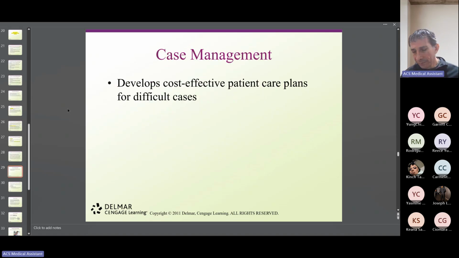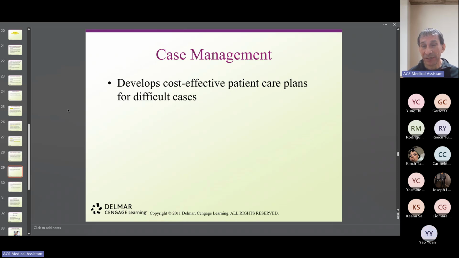Case management. So it develops cost-effective patient care plans for difficult cases. So when someone has a case, let's say an open heart surgery, heart transplant, kidney transplant, this is not something that is done directly by the patient. It's not like saying, oh, you know what? I need a kidney transplant. And you go to your doctor, says, hey, get me a kidney transplant. I need one. My kidneys are not working fine. That's not how it works.